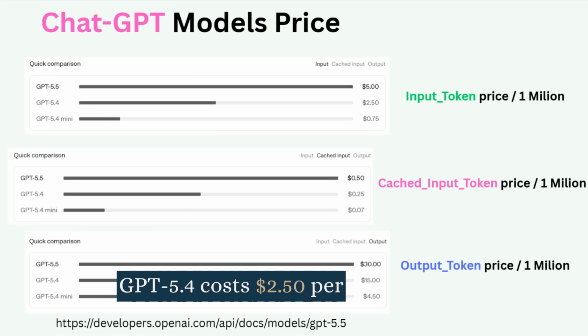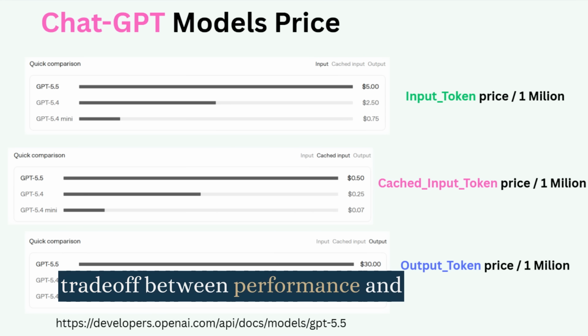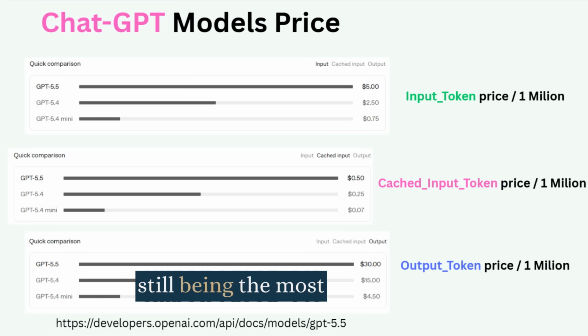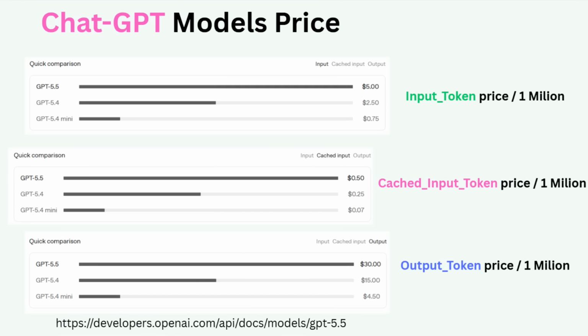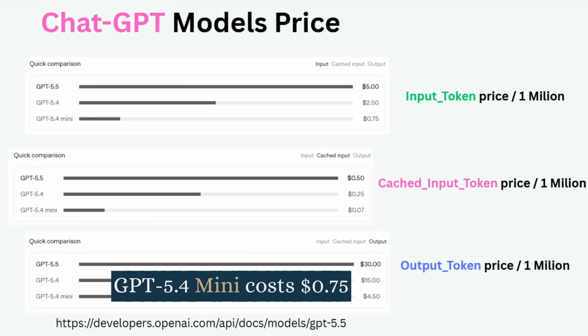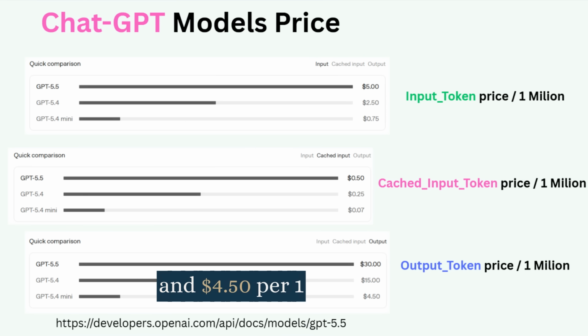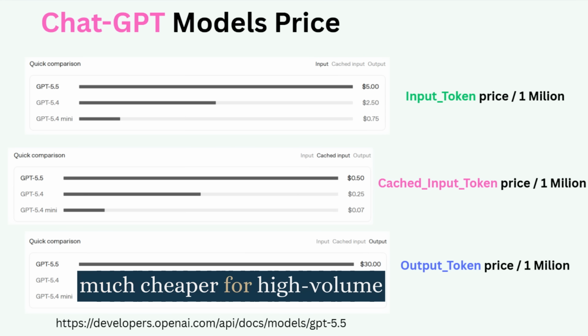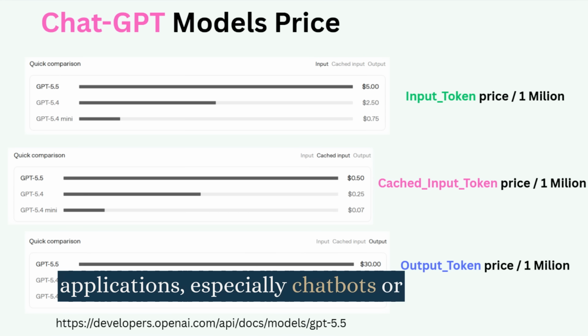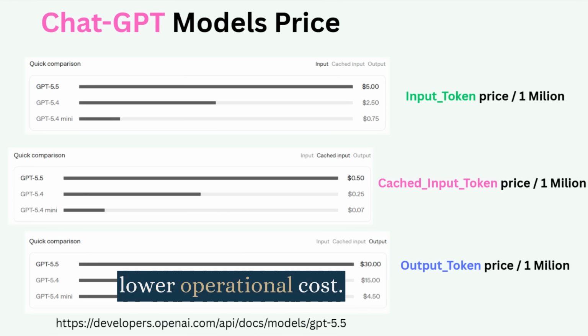GPT 5.4 costs $2.50 per 1 million input tokens, 25 cents per 1 million cached input tokens, and $15 per 1 million output tokens. It offers a balanced trade-off between performance and cost, with output generation still being the most expensive component. GPT 5.4 mini costs $0.75 per 1 million input tokens, $0.07 per 1 million cached input tokens, and $4.50 per 1 million output tokens. This lightweight model is much cheaper for high-volume applications, especially chatbots or automation systems that require lower operational costs.